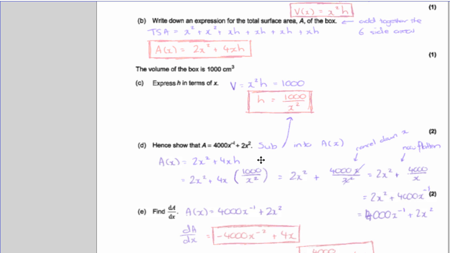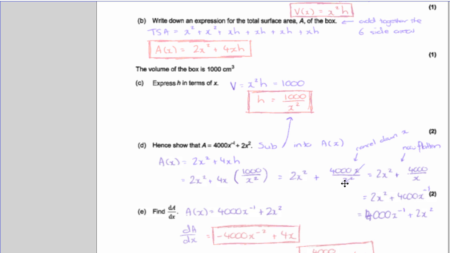And then we can start to expand that, equals 2x squared plus 4x times that gives you 4,000x over x squared. So that becomes 4,000x over x squared. And then the x on top and an x on the bottom cancel down. So you get 2x squared plus 4,000 over x, because there's an x cancelled from the top and the bottom.